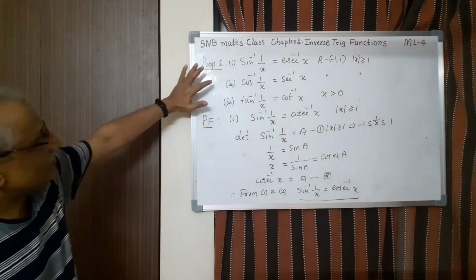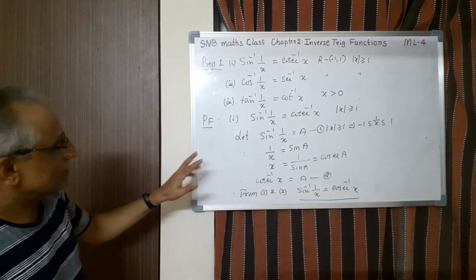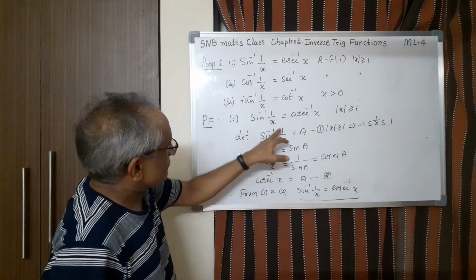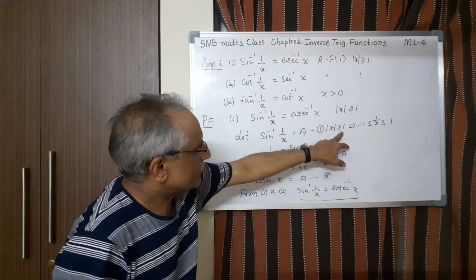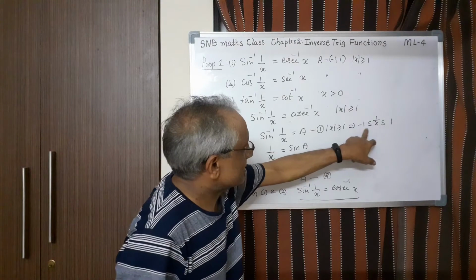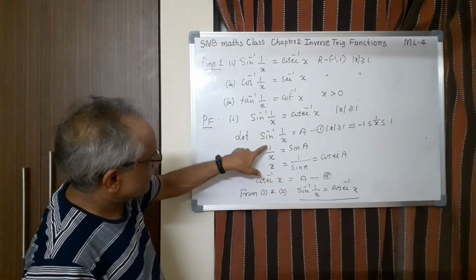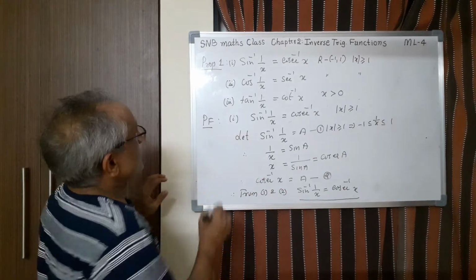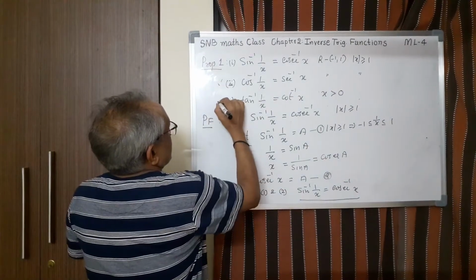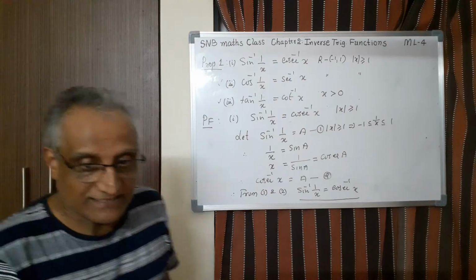Exactly the same way you can try the second one. What you have to do is cos inverse 1 by x equal to a, and the condition is mod x more than or equal to 1, meaning definitely 1 by x lies between minus 1 and plus 1. Therefore 1 by x equals cos a, etc. Exactly the same. So let me not do these two. You can try this yourself. This is the first set.